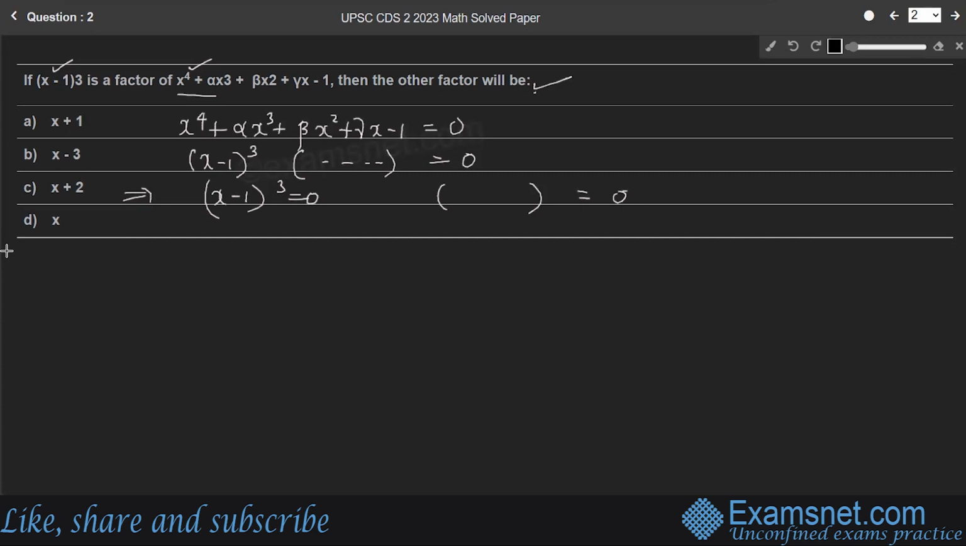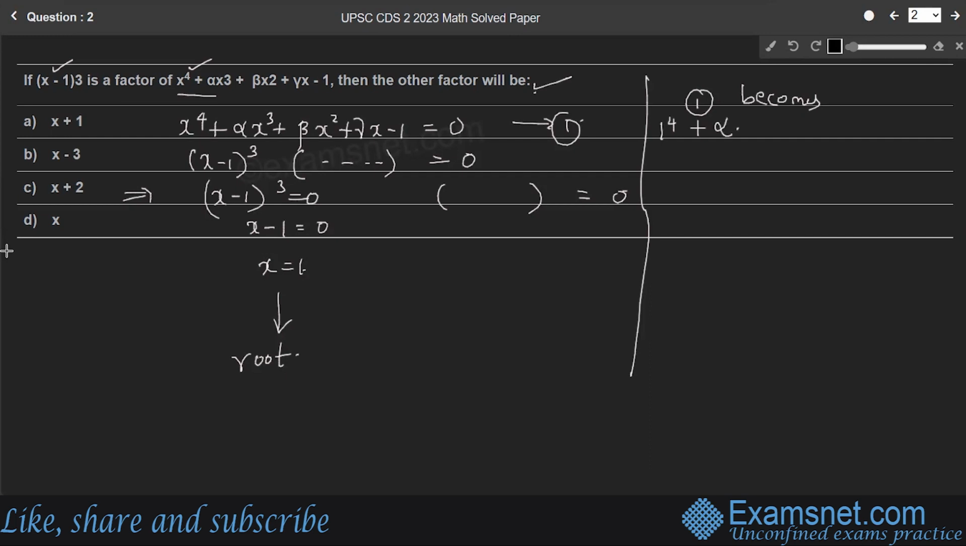If x minus 1 raised to 3 is equal to 0, then x minus 1 is equal to 0, so x is equal to 1. So x equal to 1 is one of the roots of the given equation. If x is equal to 1, the given polynomial becomes 1 raised to 4 plus alpha into 1 cube, which is 1, plus beta into 1 square, which is 1, plus gamma minus 1 is equal to 0. Hence, alpha plus beta plus gamma is equal to 0.